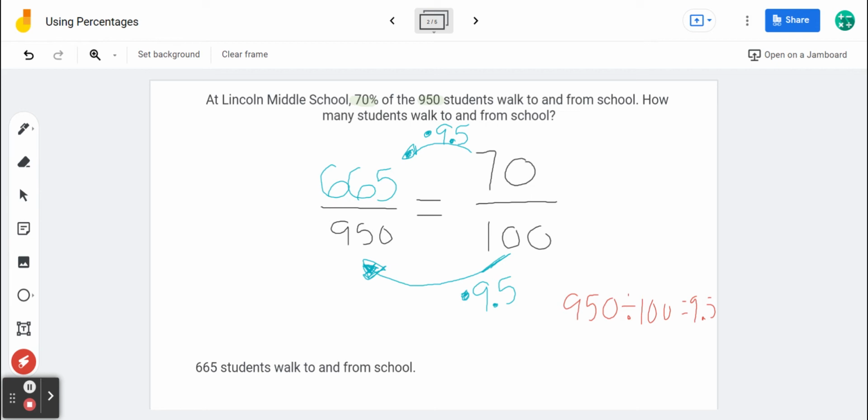And this is how you're going to use percentages. For a lot of these word problems, I'm going to give you a percent, give you either the total number of students or a part number of the students, and your job is going to be to find the missing value. In this case, they asked us to find what is 70% of the total number of students, which was 950.